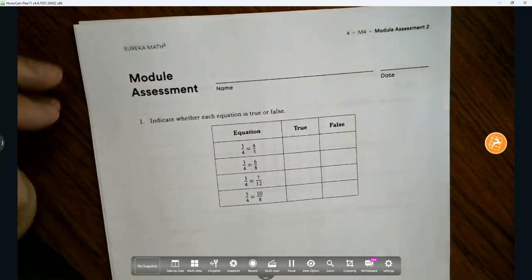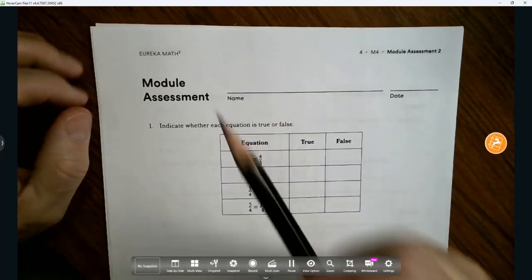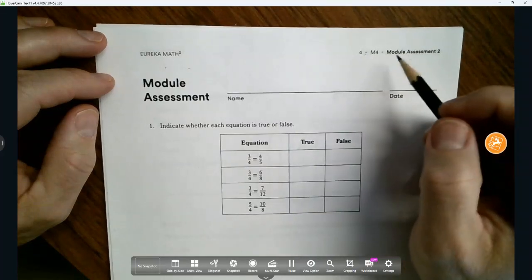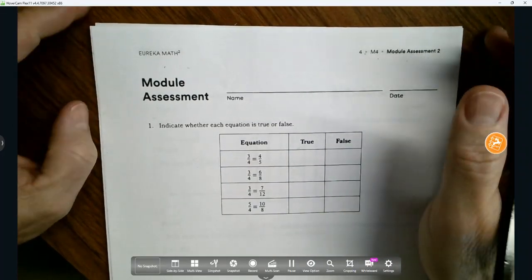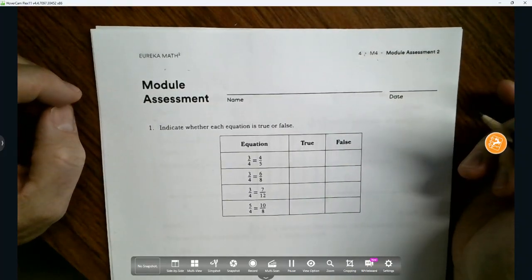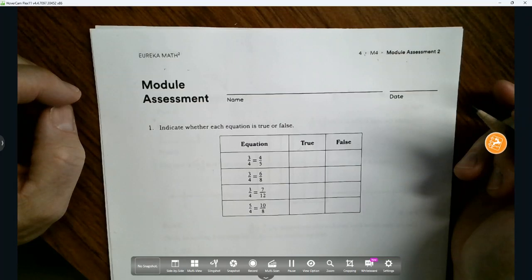Welcome back. This is it, the end of Module 4, Eureka Squared Math, 4th grade, Module 4, Module Assessment. This is a practice assessment. We're going to go over this together. We're going to go over a lot of them together, so pay attention.